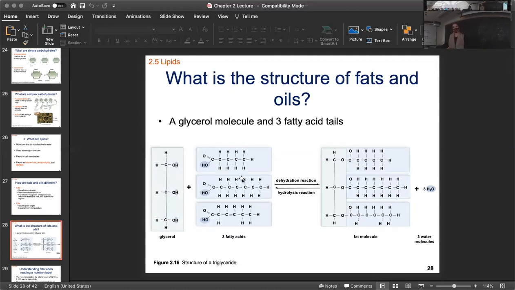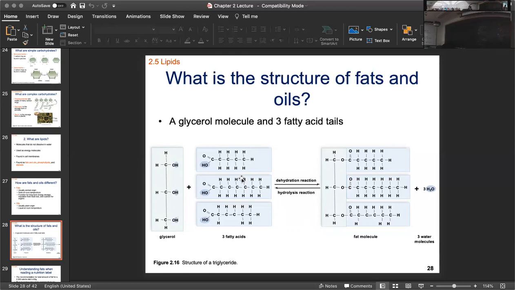All right, what's the structure of a fat or an oil? They are made up of a glycerol molecule and 3 fatty acids. So the question is, what is the building block of a lipid? It's a glycerol molecule and 3 fatty acids. What's the building block of carbohydrates? It's monosaccharides, disaccharides, and polysaccharides, which actually just breaks down to a monosaccharide. So this is the building block of fats and oils. It's 3 fatty acid tails and a glycerol molecule.